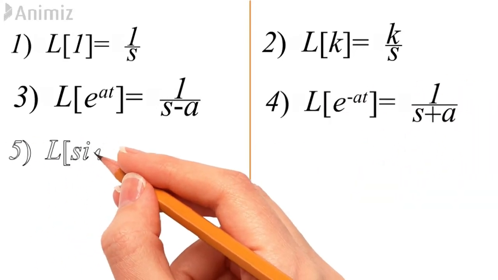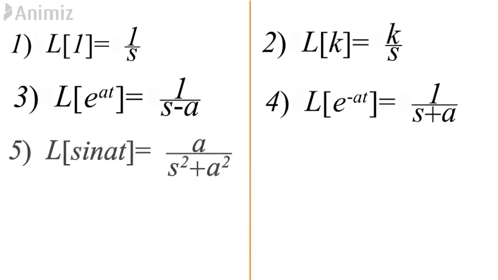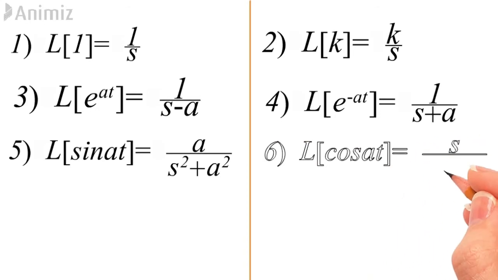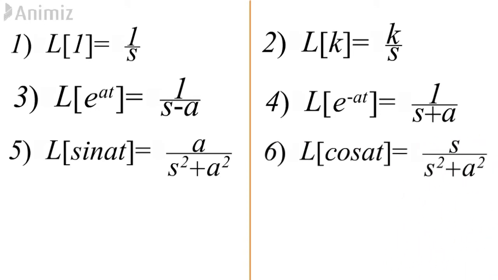Fifth one, Laplace of sin at is a upon s square plus a square. Sixth one, Laplace of cos at is s upon s square plus a square.